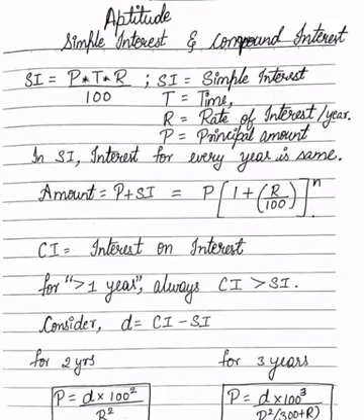Simple interest and compound interest. One basic formula you have to remember is simple interest equals PTR by 100, where P is principal, T is time, and R is rate of interest.